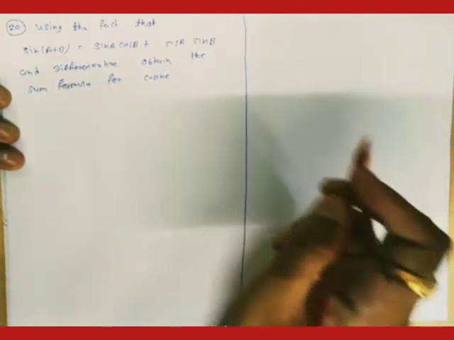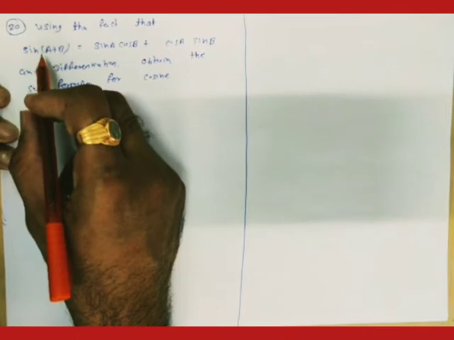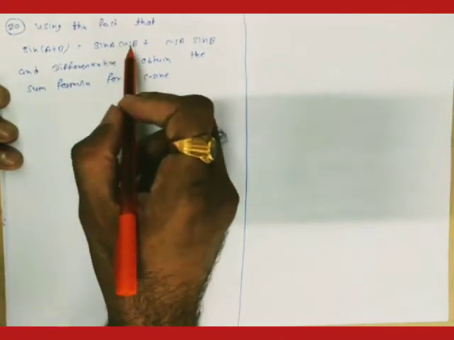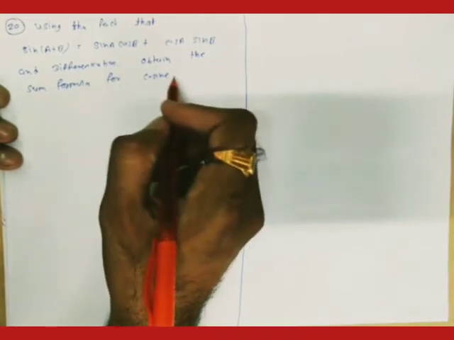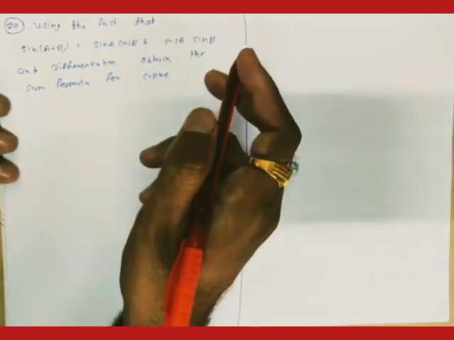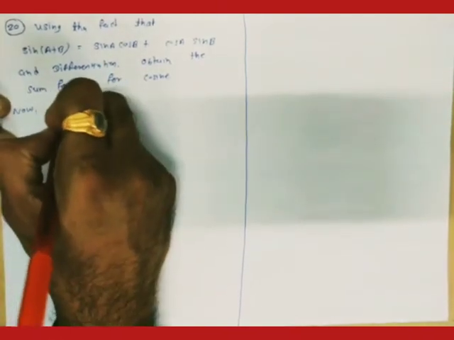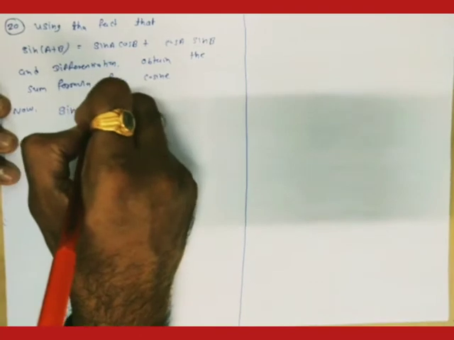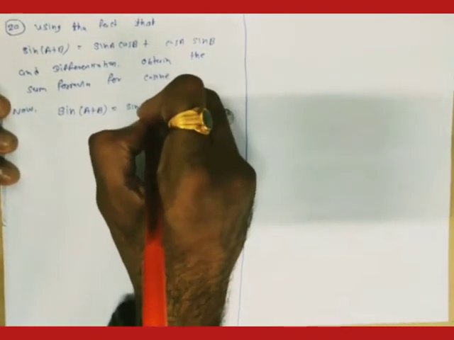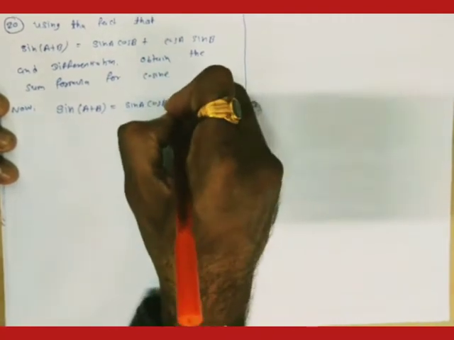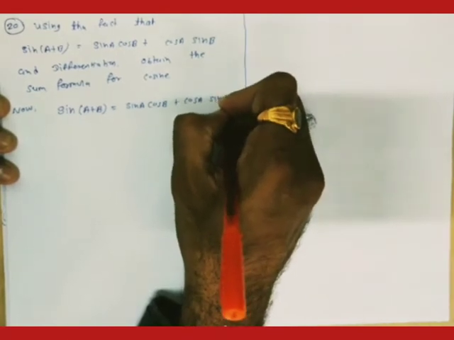Students, here we are given the sum formula of sine. Using the formula of sine a plus b equal to sine a cos b plus cos a sin b and differentiation, you have to obtain the formula of cosine. Clear? So let's start with the given. We are given sine a plus b equal to sine a cos b plus cos a sin b.